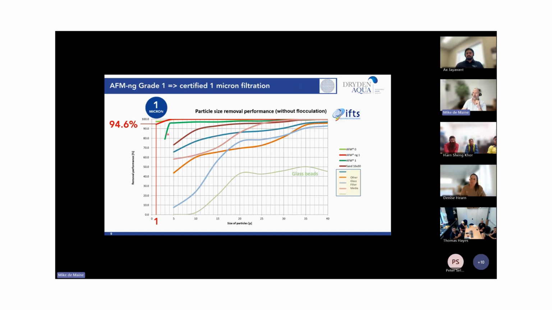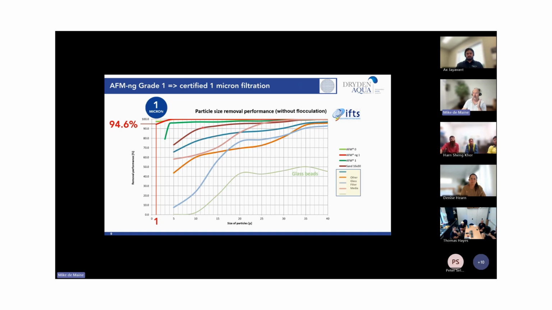Then the green line is our AFM standard grade 1. So here you can see we achieve 4 microns filtration performance at 95% efficiency. The next best media is actually a sand media out of Germany. And believe me, we've tested media from around the world, right? So yeah, you can see the sand media out of Germany that is doing the best.